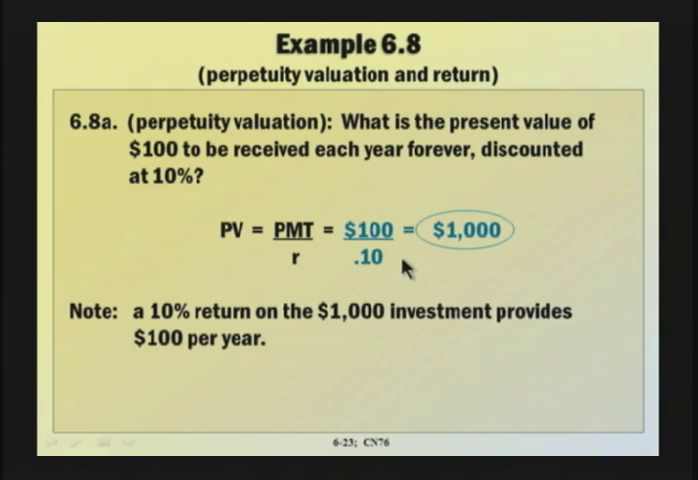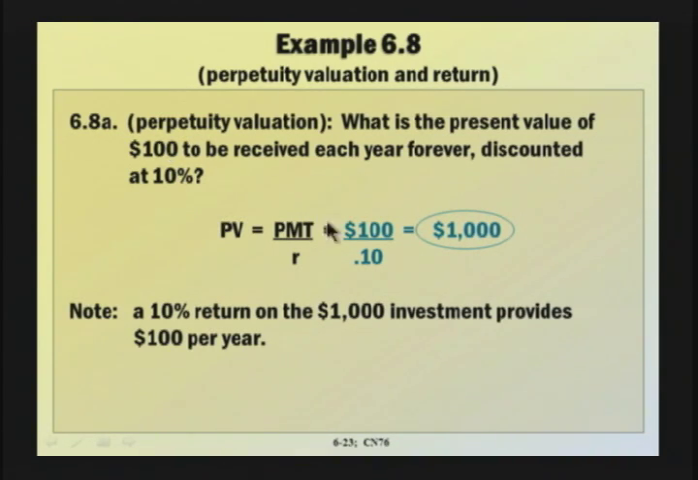Now, that should make sense that I would be willing to pay $1,000 for this investment if I require a 10% return on my investment. Because if I pay $1,000 up front, 1 year from now I get the first $100 payment. That does give me my 10% return for the first year. 2 years from now I get another $100 payment. That's my 10% return for the second year. Every year I get $100, that's a 10% return for that year.